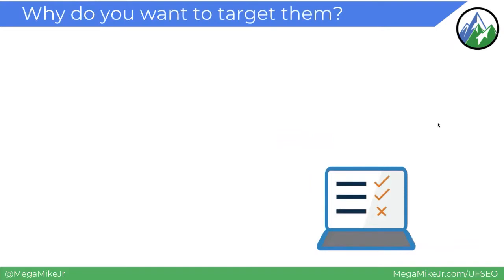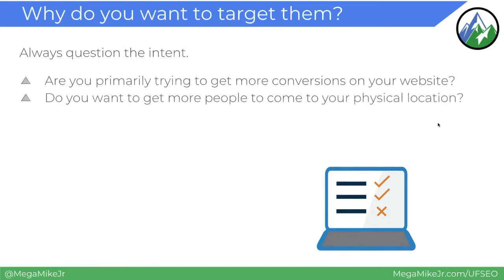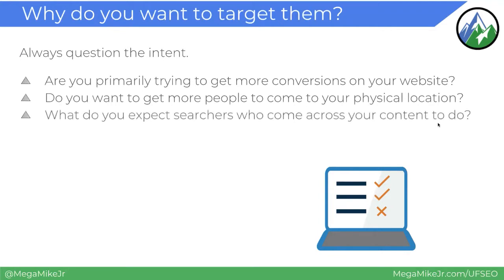Next question I ask is, why do you want to target them? Always ask the intent. The intent of why you're doing something is extremely important, just as much as defining your audience. Questions like, are you primarily trying to get more conversions on your website? Do you want to get more people to come to your physical location? Maybe there's some local SEO involvement here that I need to use in my strategy. What do you expect searchers who come across your content to actually do?